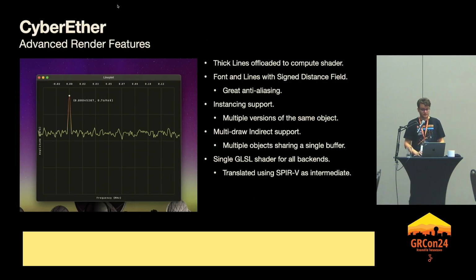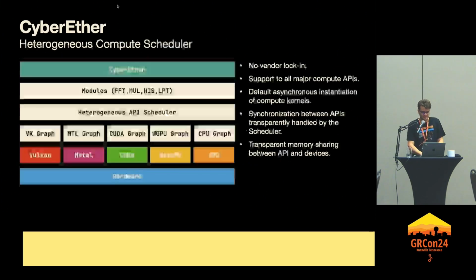And also, the thickness of the line and all the polygons are not calculated on the CPU. There are compute shaders before the presentation shaders, where you can pass just an array of points in space, and that shader will calculate the right thickness for your viewport, and send it directly to the presentation shader. So there is no time wasted on the CPU, and that can be done on the GPU with very good parallelization. So this is the computation part of CyberEther.